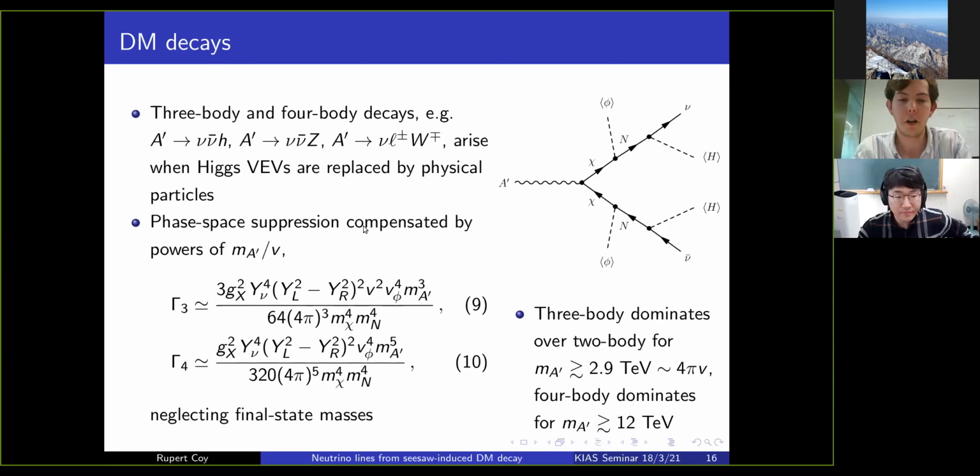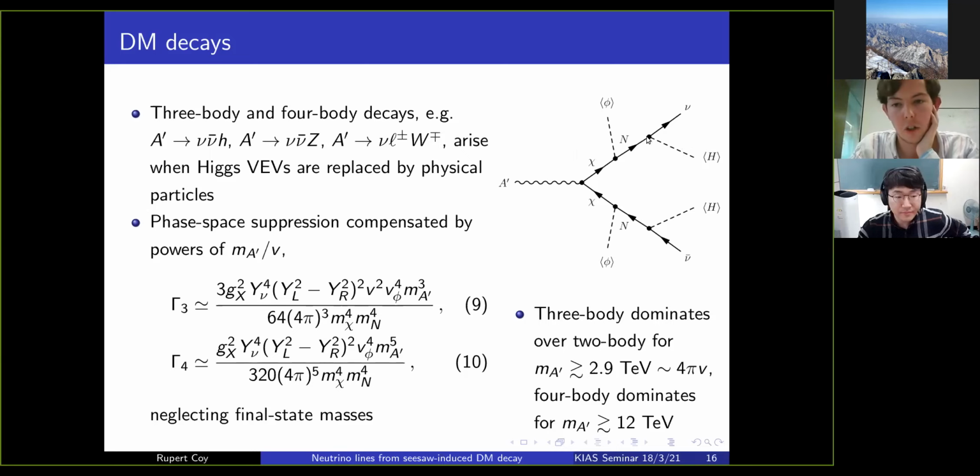Now, there's a couple of things to note. Firstly, we're summing over all different kinds of 3-body and 4-body decays. So for the 3-body, we have A prime to nu bar H, nu Z, and nu lepton W. For the 4-body, we have more combinations. Another thing to note is that I was talking about replacing the Higgs VEV with physical particles like the Higgs, the Z, the W.